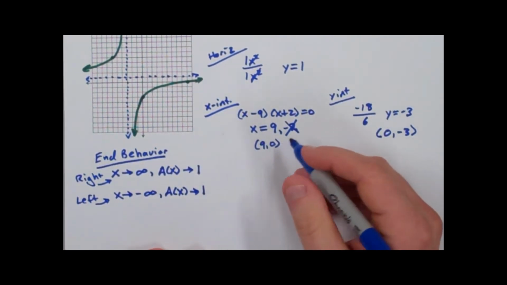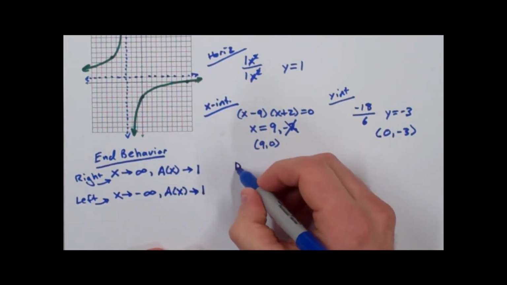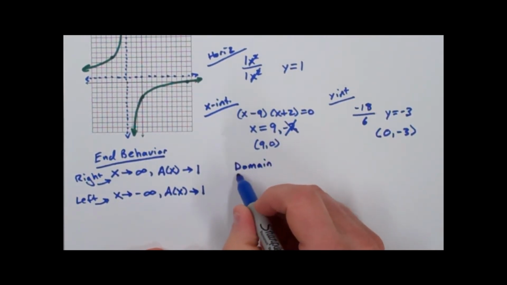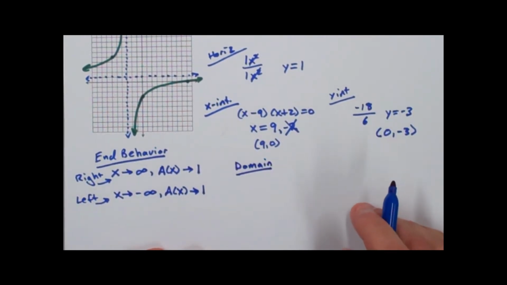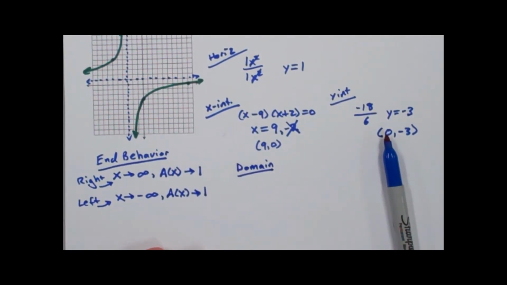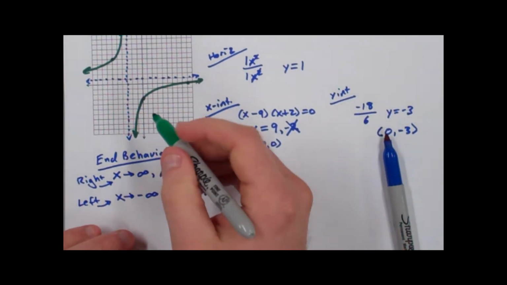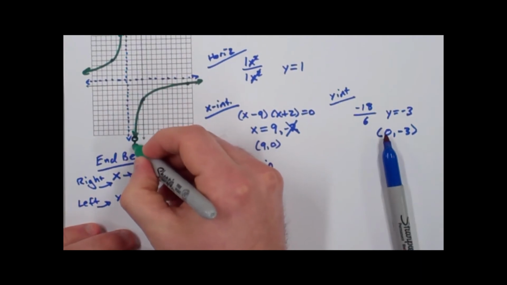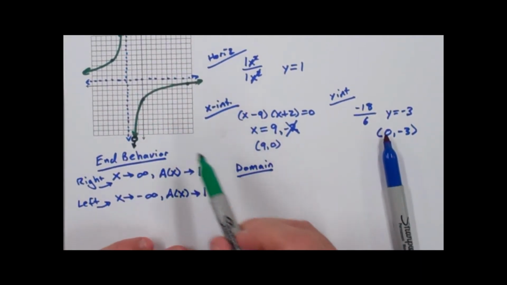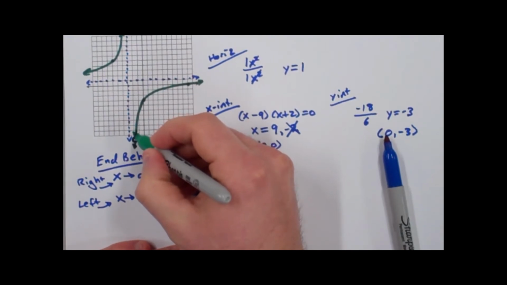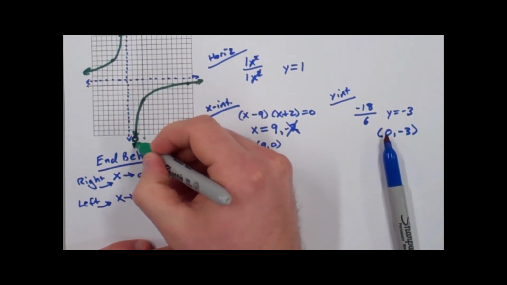The next thing to do is find our domain and our range. The domain are all the possible values of x, and I kind of made a whoopsie when I graphed here. I'm not supposed to put a point when x is -2, so maybe I should draw something like this right here. That would be appropriate.